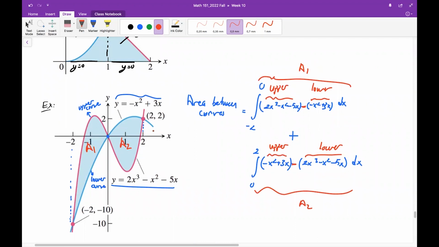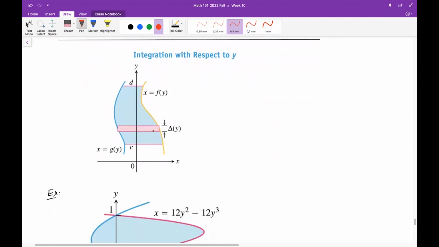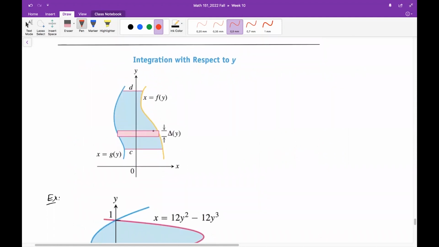Areas between curves can be computed by definite integrals like this. You should only be careful about which one is the upper curve and which one is the lower curve. And areas between curves can also be computed with respect to y, meaning a definite integral in terms of dy. This time, instead of considering vertical lines, we will consider horizontal lines. You see, the curve x equals f of y is this yellow one, and the curve x equals g of y is this blue one.